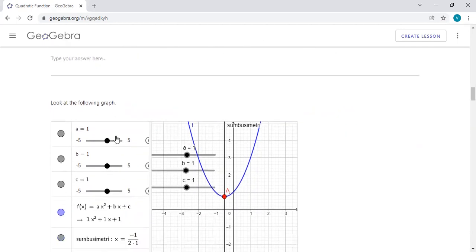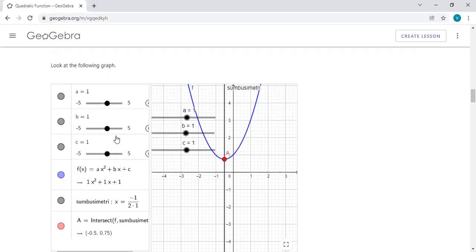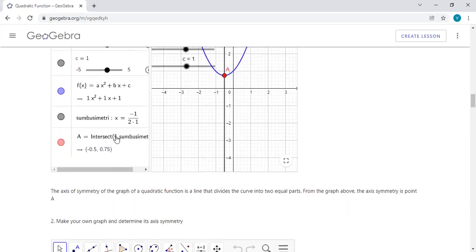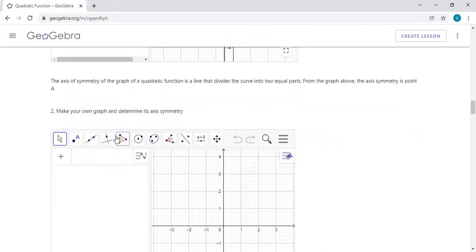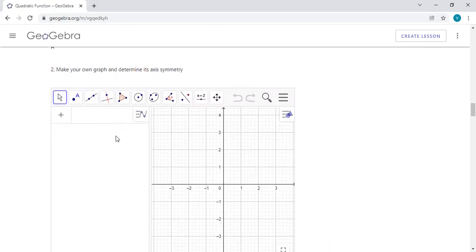In problem 2, I gave an applet in which the applet can show the axis of symmetry of the graph of a quadratic function. I also provided a blank applet so students could grab their own quadratic function and ask them to determine the axis of symmetry of the graph of the quadratic function using this applet.